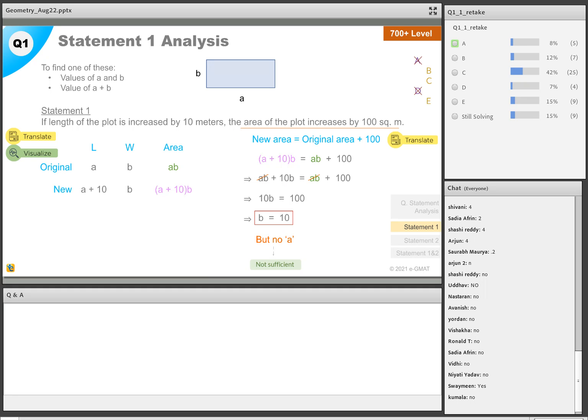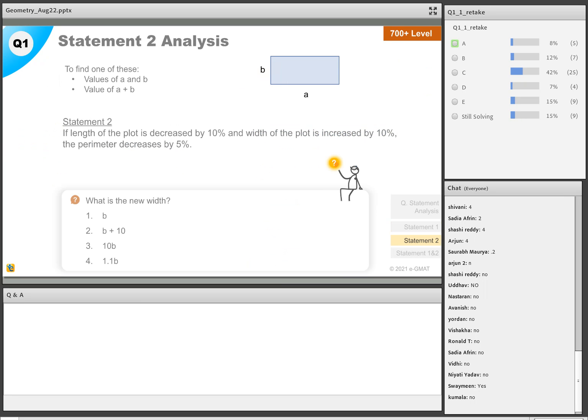If the first statement is not sufficient, you cancel off choice A, you cancel off choice D. These two answer choices can never be the final answer, right? Alright, with that, let's move on to the second statement's analysis. What do we have over here? If the length of the plot is decreased by 10% and the width of the plot is increased by 10%, the perimeter decreases by 5%.